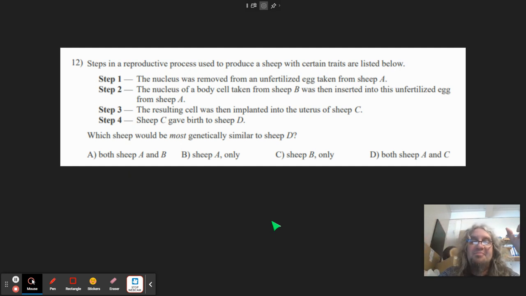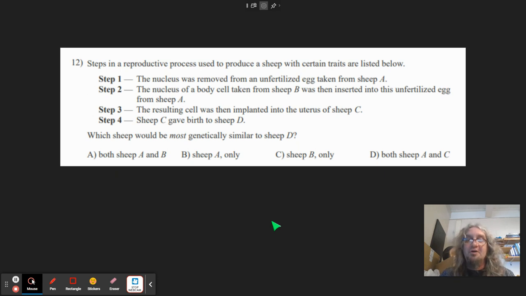Question 12. Steps in a reproductive process used to produce a sheep with certain traits are listed below. Step 1. The nucleus was removed from an unfertilized egg taken from sheep A. Step 2. The nucleus of a body cell taken from sheep B was then inserted into this unfertilized egg from sheep A. Step 3. The resulting cell was then implanted into the uterus of sheep C. Step 4. Sheep C then gave birth to sheep D.